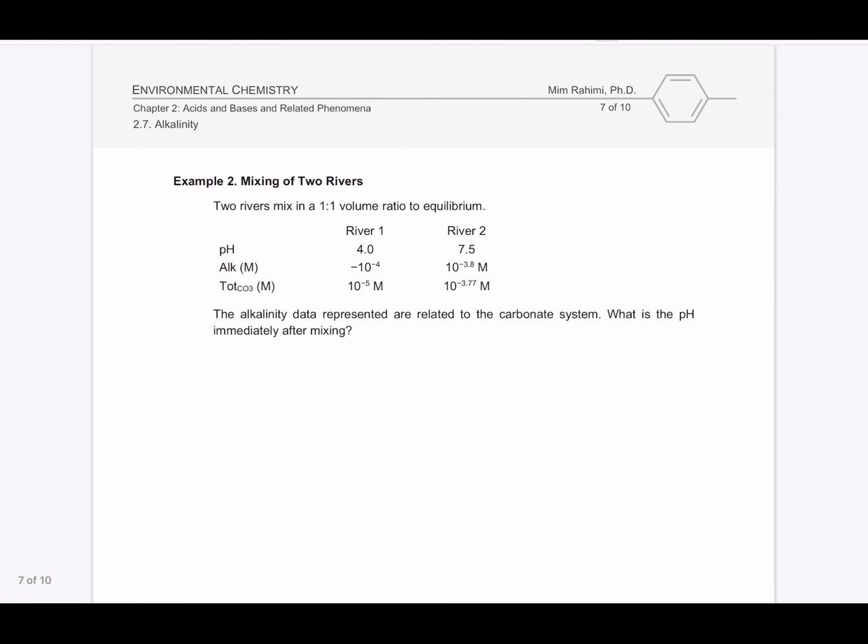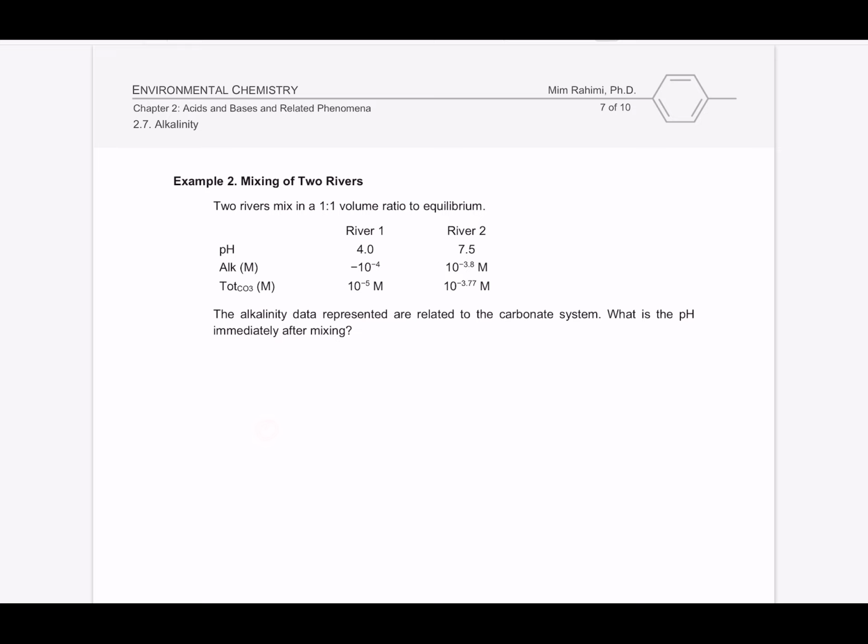So now we can do a quick example, basically mixing two rivers. River 1 has this pH, this alkalinity, and this total CO3. The same for river 2. But we want to calculate what is the pH immediately after mixing. So it might be a little bit weird because you have a pH for both rivers, but what we're looking for is basically when we combine the two.